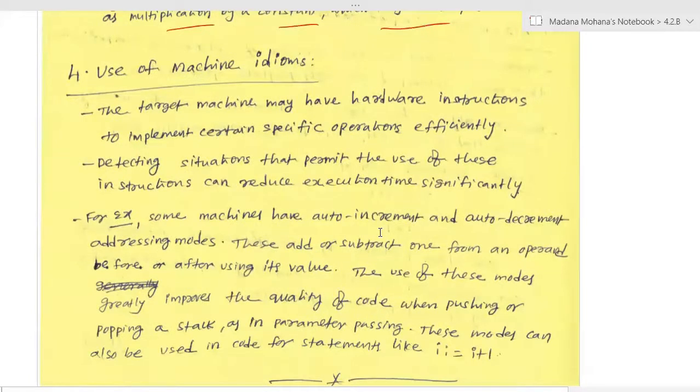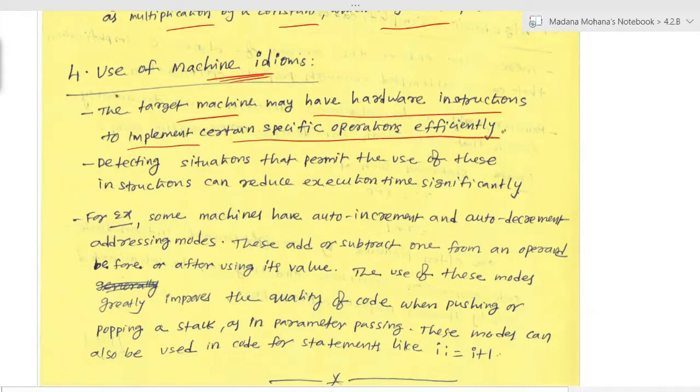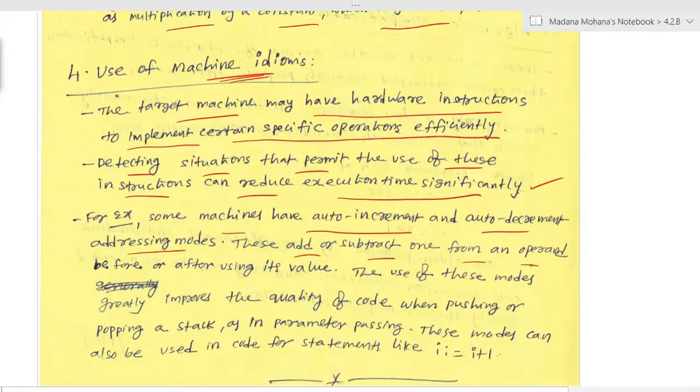Then the last peephole optimization technique, use of machine idioms. So the target machine may have hardware instructions to implement certain specific operations efficiently. This machine idioms is nothing but related to hardware instructions. Detecting situations that permit the use of these instructions can reduce execution time significantly. For example, some machines have auto increment and auto decrement addressing modes. These add or subtract one from an operand before or after using its value.